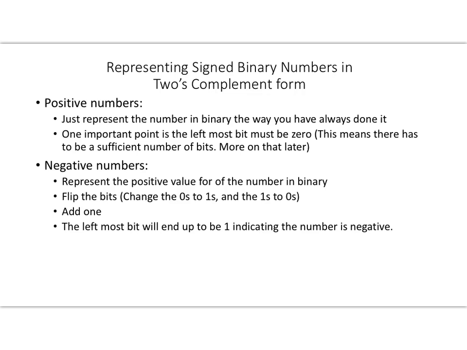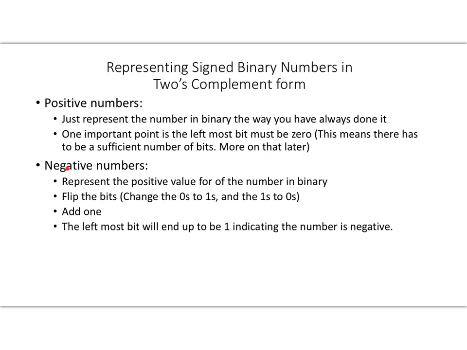Okay, so now we're going to move on to representing signed binary numbers, and we're going to use a system that's called the 2's complement form. For positive binary numbers, there's really no change. You just represent the number in binary the way you've always done it. But the very important thing is that the leftmost bit, the most significant bit, must be 0. And of course that means there has to be a sufficient number of bits to represent the number. We'll talk more about that later.